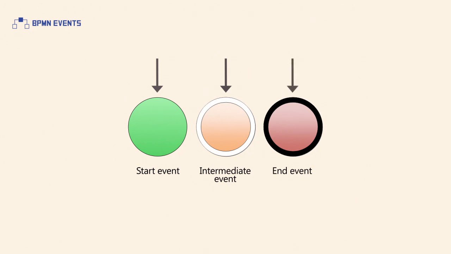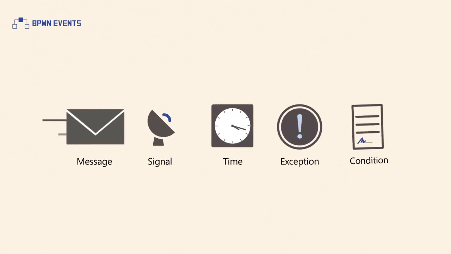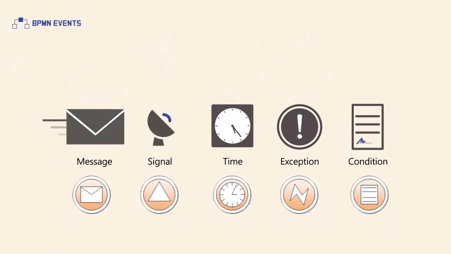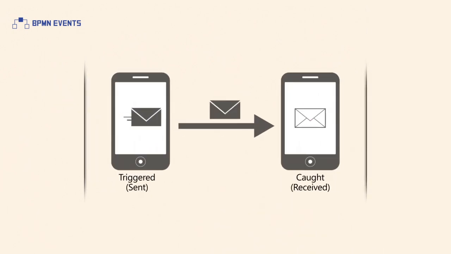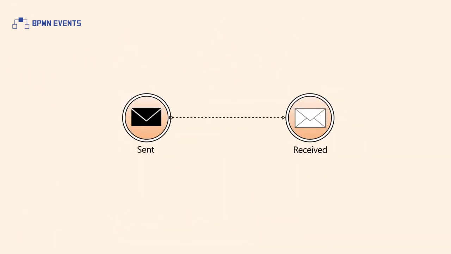Events can have different types of triggers, including a message, a signal, time, an exception, and a condition. These types of event triggers are graphically distinguished by an icon within the event's element. An event can be triggered or it can be caught, which corresponds to send and receive message. In a BPMN diagram, a throwing and catching event are graphically distinguished with a filled or unfilled trigger icon.